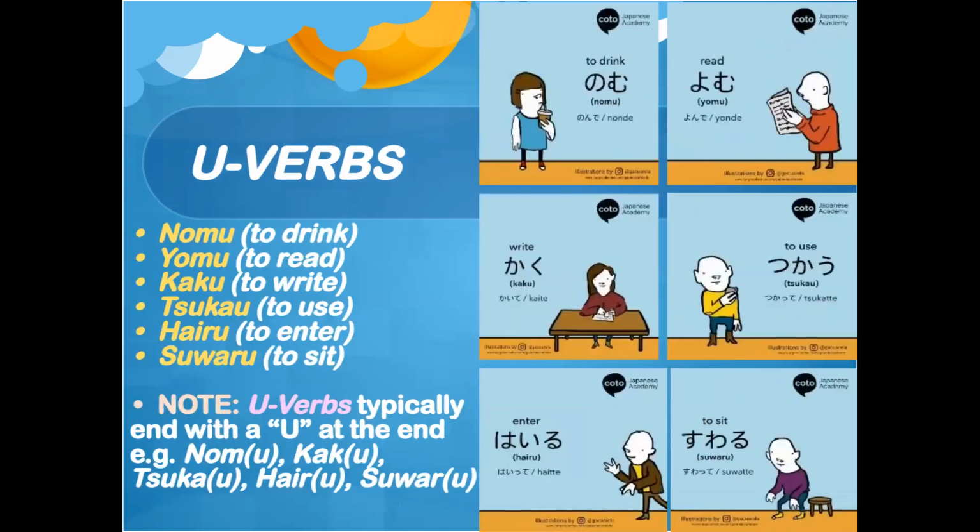And another is the U-verbs. Try to notice that commonly these verbs end with the vowel u, just like the verb nomu, which means to drink, yomu, which means to read, kaku, which means to write, tsukau, which means to use, hairu, which means to enter, and suwaru, which means to sit. Try to notice their structures. All of them end with the vowel u. That's why they belong to the U-verbs.